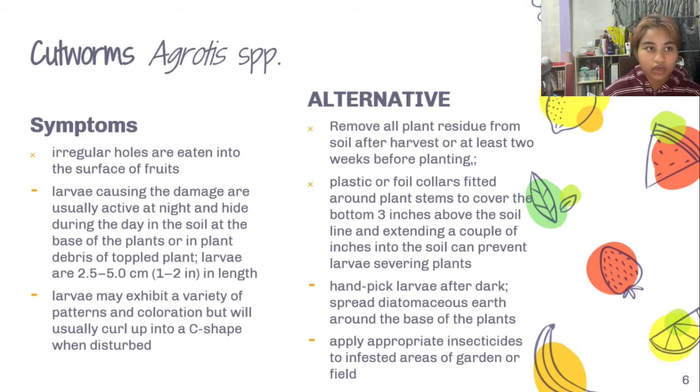The management of cutworms: remove all plant residue from the soil after harvest, at least 2 weeks before planting. This is especially important if the previous crop was a host, such as alfalfa, beans or a leguminous cover crop. Plastic or foil collars fitted around plants, covering the bottom 3 inches above the soil line and extending a couple of inches into the soil, can prevent larvae from severing plants and keep larvae out after dark. Spread diatomaceous earth around the base of the plants. This creates a sharp barrier that will cut the insects if they try to crawl over it. Apply appropriate insecticides to the infested area of the garden or field if not growing organically.